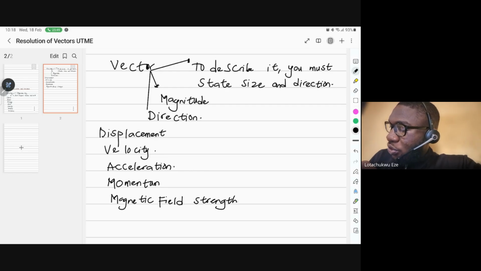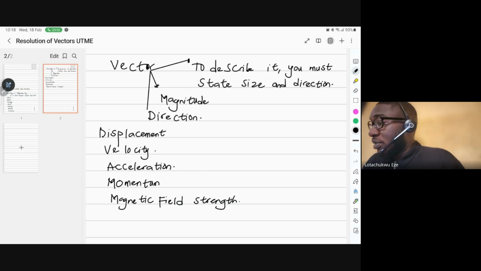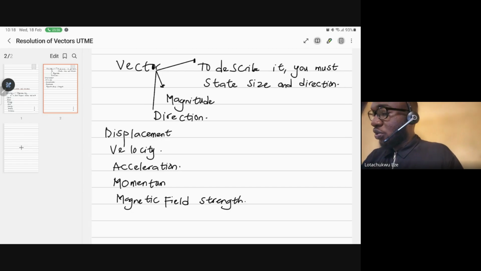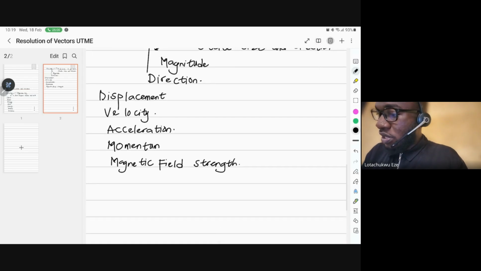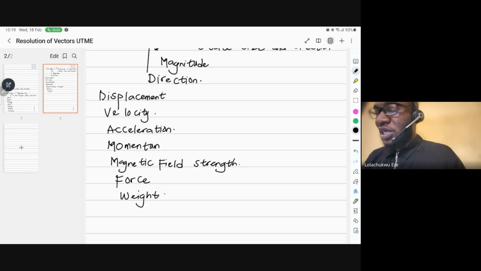All right, so I leave others to you. Go check out the other remaining ones that we can talk about. Okay, let me also include weight as well. Let me include force, and then include weight. These are the ones I know most times questions might revolve around. Yeah, so that's for that.